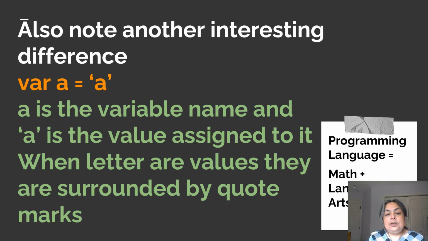Also note another interesting difference. Variable a equals "a". So what is the difference between this a and that a? This a is surrounded by quotes. So that is the difference. When this is a value, it has to be surrounded by quotes. When it's just a variable name, it doesn't have to be surrounded by anything.